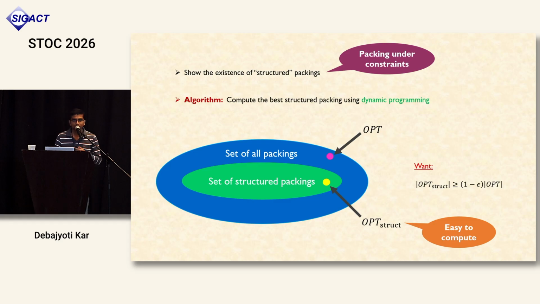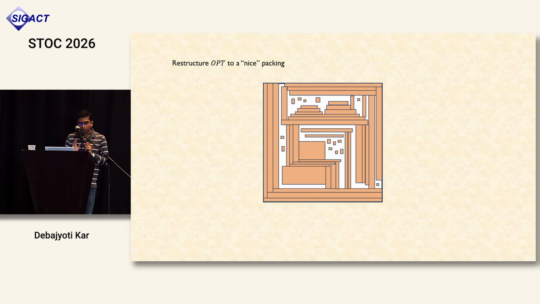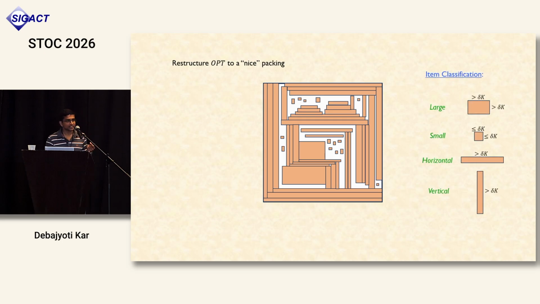Or what kind of structured packings do we want to restrict ourselves to? For this, let us start with the optimal packing of rectangles inside the knapsack. And our goal is to restructure this packing in order to obtain a structured packing, possibly by discarding an epsilon fraction of rectangles. In order to do that, first let us start by classifying the rectangles present in the optimal packing. We call a rectangle large if both of its dimensions exceed delta k, where delta is just some constant depending on epsilon.